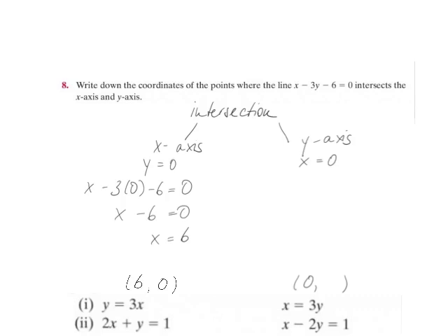And here we do the same, but we put x equals 0. So 0 minus 3y minus 6 equals 0. That leaves us with minus 3y minus 6 equals 0. Minus 3y equals 6. And we divide by minus 3. That gives me y equals 6 over minus 3, which gives me y equals minus 2. And this is what I then put in here as a y value, and this would be my 2 points for the intersections with the axis.